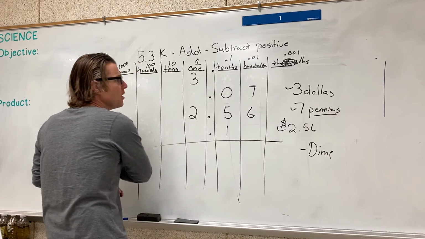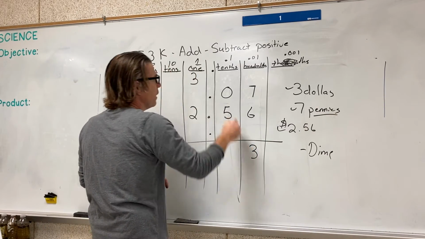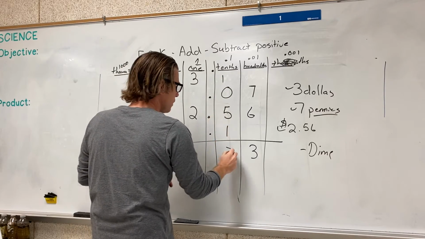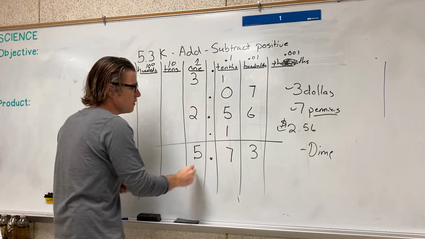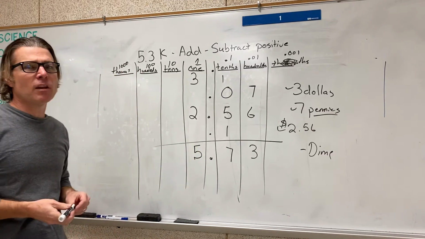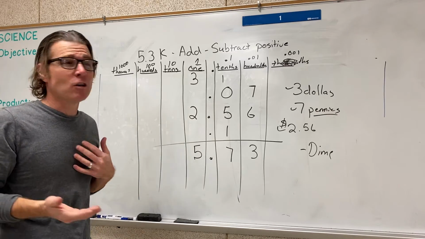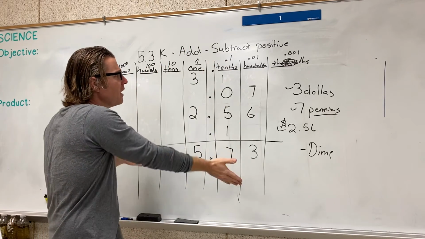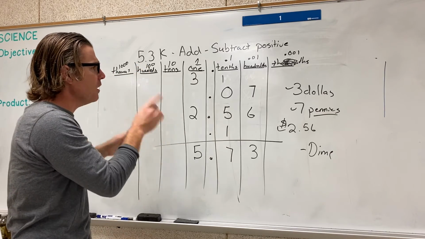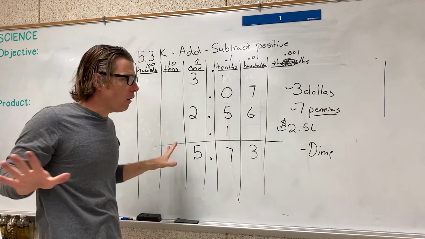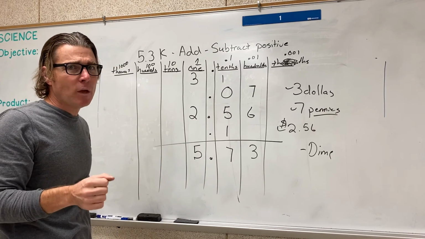Let's add up our cash. 7 and 6 is going to be 13. Carry my 1, 5, 6, 7. Decimal down. 3 and 2 is 5. So my total is $5.73. I encourage you, I would require you to do all of this in a place value chart. It's going to make your work neater, cleaner, and reduce well, 99.9% of the dumb errors.